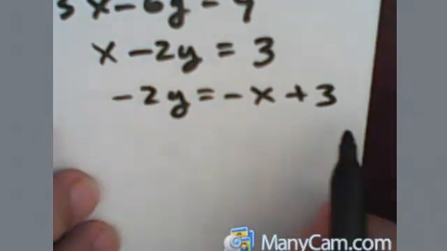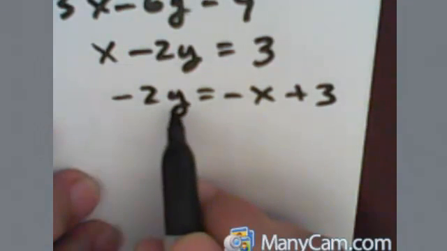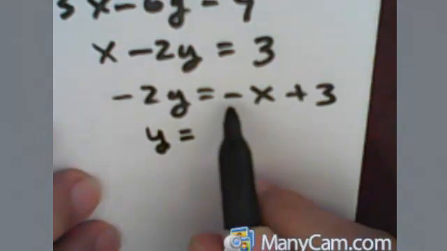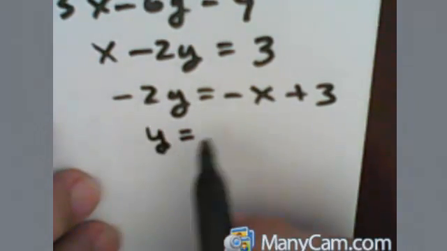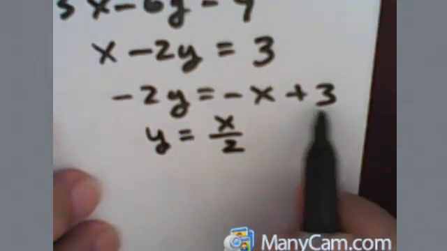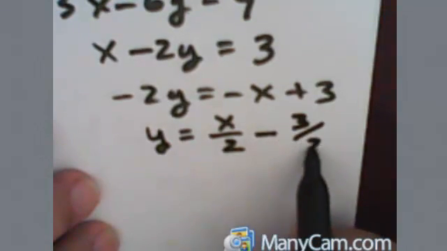Now let's divide everything by minus 2 to get y all by itself. I divide minus 2y by minus 2 and I get simply y. I divide minus x by minus 2 and I'll get a plus x over 2. I divide plus 3 by minus 2 and I get a minus 3 over 2. Be very careful with your negative signs.